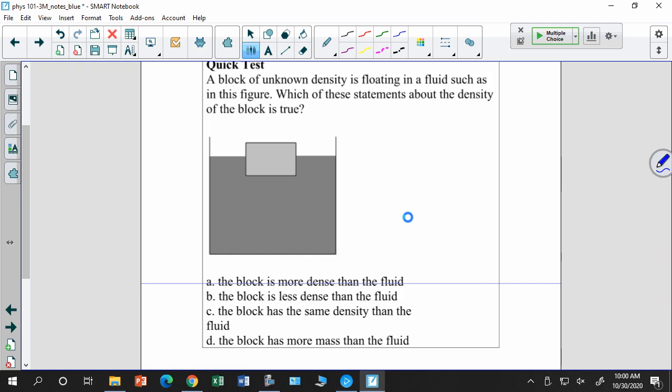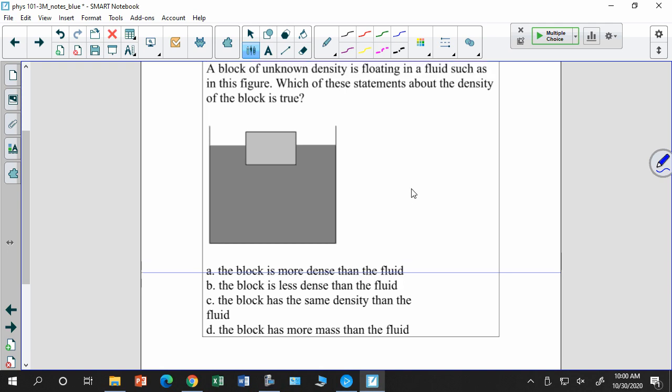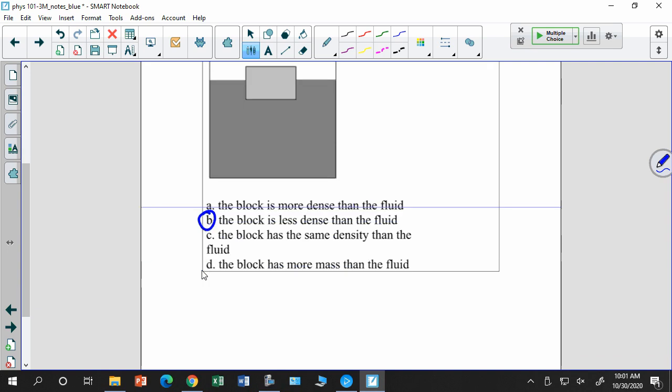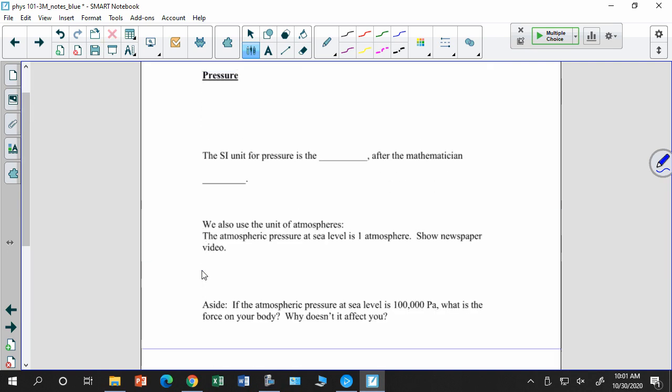Okay, so here, if this object is floating, that means that the block is less dense than the fluid. We'll see that next time when we get into Archimedes' principle, why things float, and we'll learn about how to calculate buoyant forces. All right, so pressure.